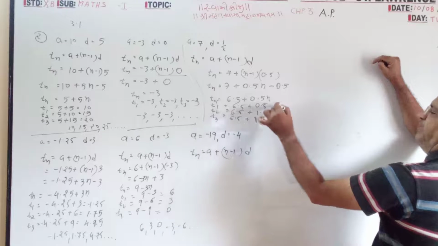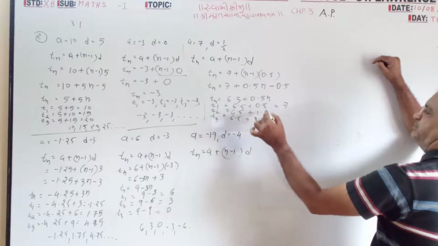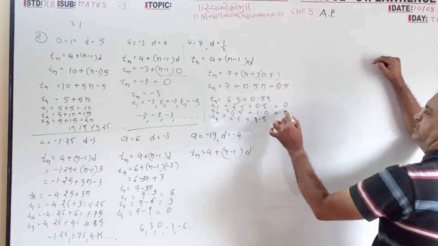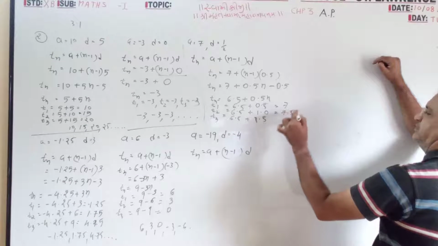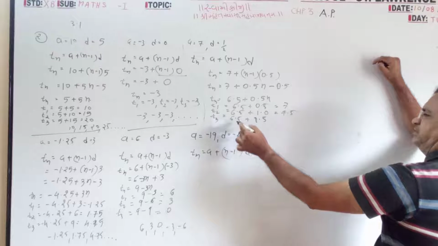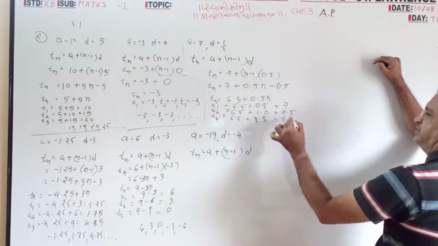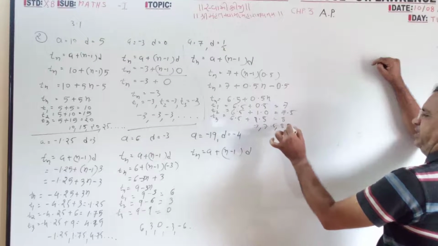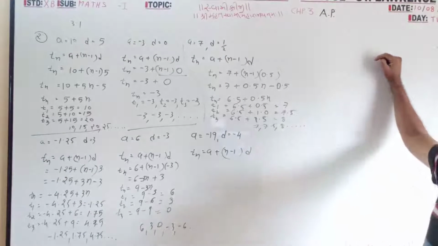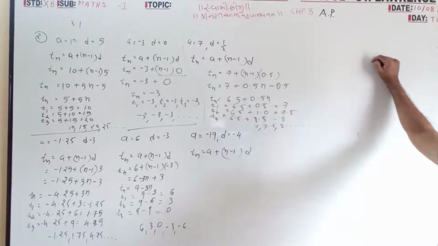6 and a half plus half, it is 7. 6 and a half plus 1, it is 7 and a half. 6, 7, 8. So the sequence is 7, 7.5, 8. Finally, you have to write the answer in sequence.